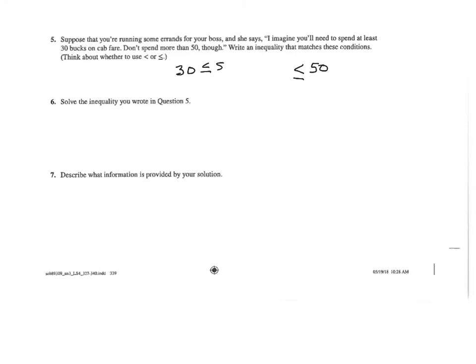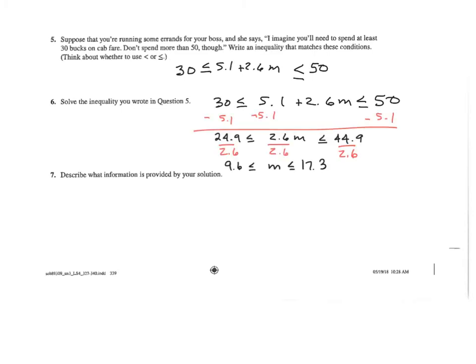All right, so what was the cost of the cab fare? 5 1/10 plus 2 6/10 m. All right, so they would like for us to solve this inequality. So as we've been doing lately, please pause the video and try this on your own. Okay, so what I did was I subtracted 5 1/10 from all 3 sides of our inequality.